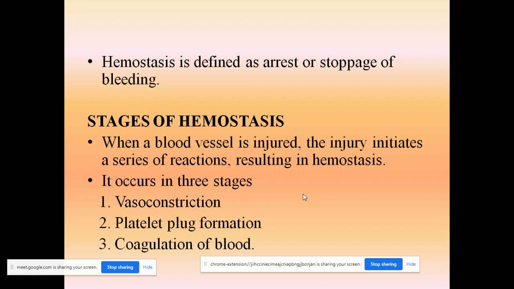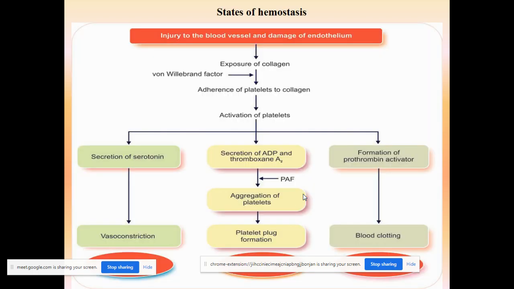The platelets will be attracted to the site of injury and get attached. Adhesiveness of the platelet will attach the platelets to the collagen and then aggregate to form a platelet plug. Number 3 is the coagulation of the blood. After this, the blood coagulation will happen and the fibrinogen will be converted to fibrin to form a mesh.